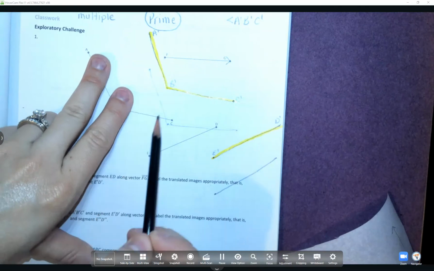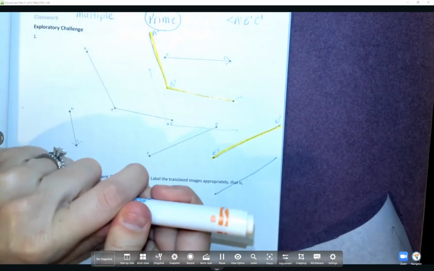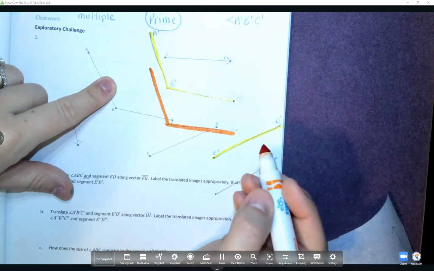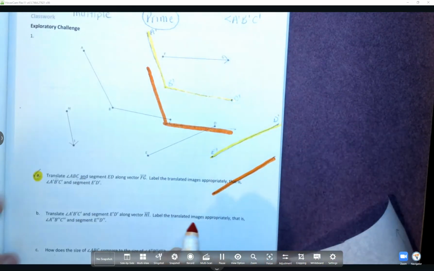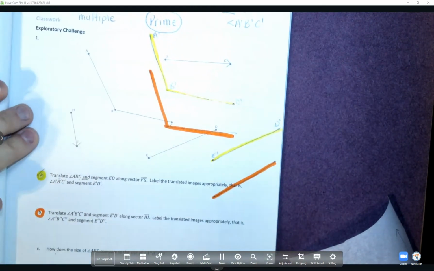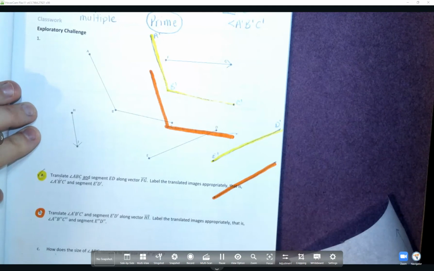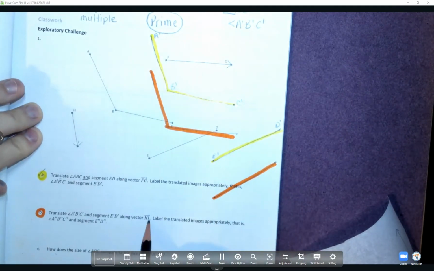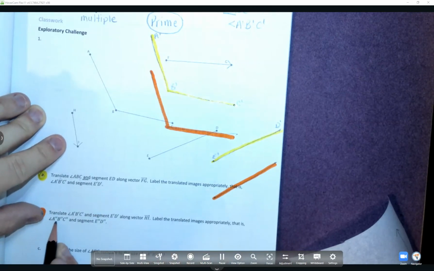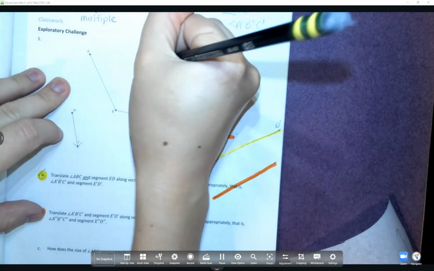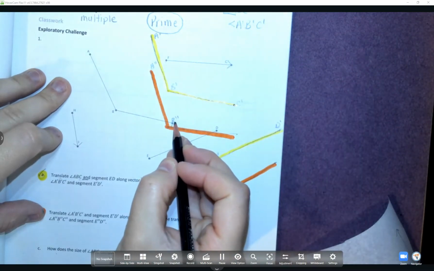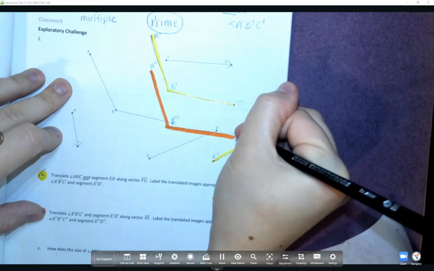So I have my new angle here, and again, I'm going to use colors because colors just make it way easier to see. I'm going to do that one in orange, and I'm going to do this one in orange, but I need to label them. So translate A prime, B prime, C prime, and segment E prime, D prime, that's what I was working with, along vector HI. That's the one I traced. Label the translated images appropriately, that is, A prime prime, B prime prime, C prime prime. You can laugh, that's usually where people get tongue-tied. So again, I moved it again, so it's not just B or B prime, it's B prime prime.